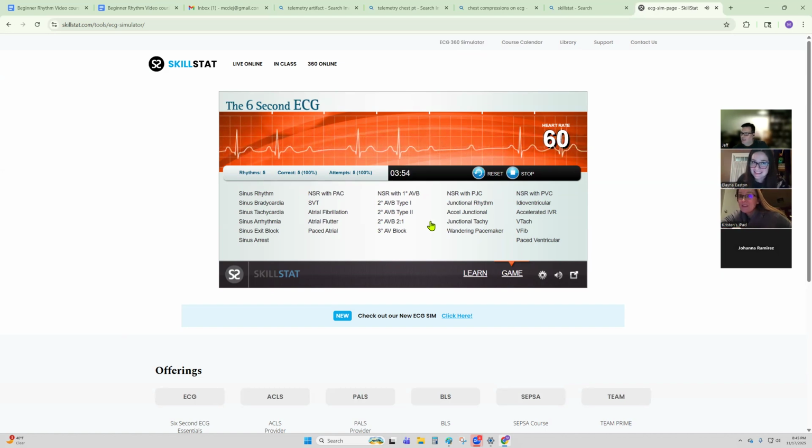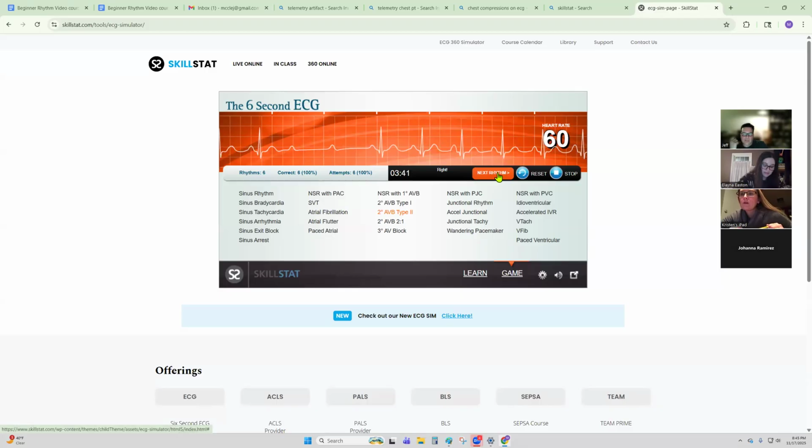So a second degree type 1, the PR will progressively get longer and longer, and then you have a missing QRS complex. A second degree type 2, the PR stays consistently the same. Then you have missing QRS complexes. So type 2. Okay, and now I see in my notes type 2, the only difference there is the PR intervals not changing. So yeah, now I see it.